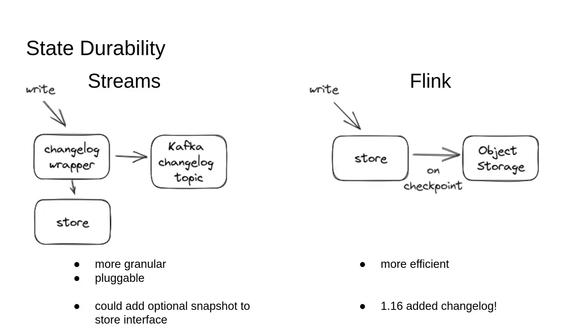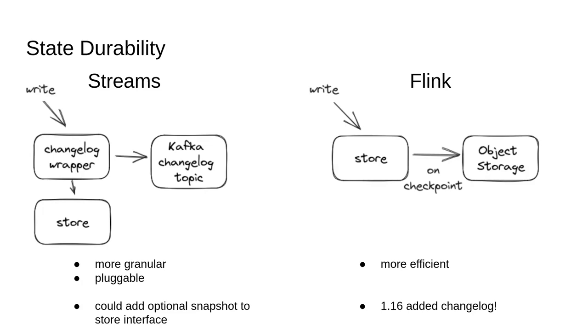Now, the good news for both systems is that these approaches are not mutually exclusive. In fact, Flink last year in the 1.16 release added a change logging backend for the stores, and as expected, it dramatically decreases the time it takes to do a snapshot during checkpointing. And likewise, something I've wanted to do for years in Kafka Streams is add the option to have a state store that knows how to take a snapshot of itself so that, periodically, it can just upload a full snapshot of its on-disk data structures to some durable location. And that would make recovery, obviously, much faster.